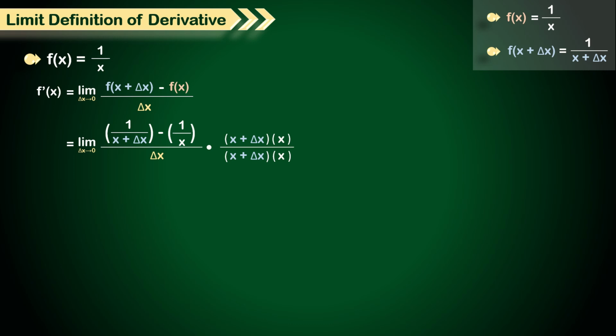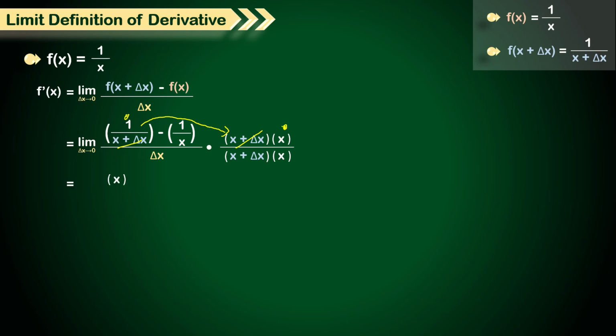Multiply the first term of the numerator to the LCD. X plus delta x is eliminated. The remaining factor is x. Multiply this to the numerator of the first term, which is 1, and the product is x.